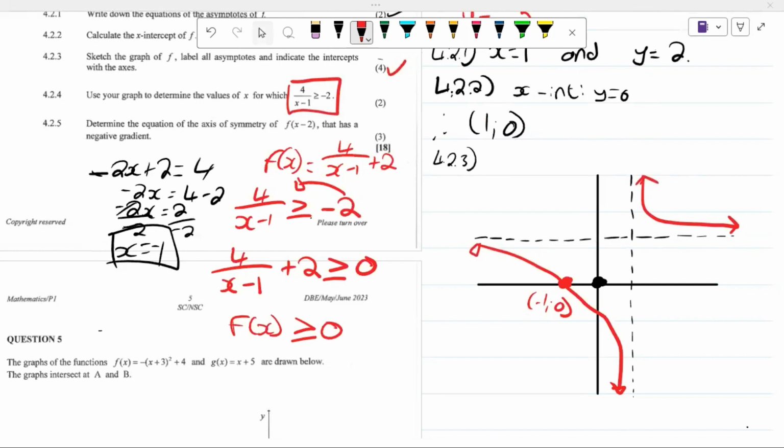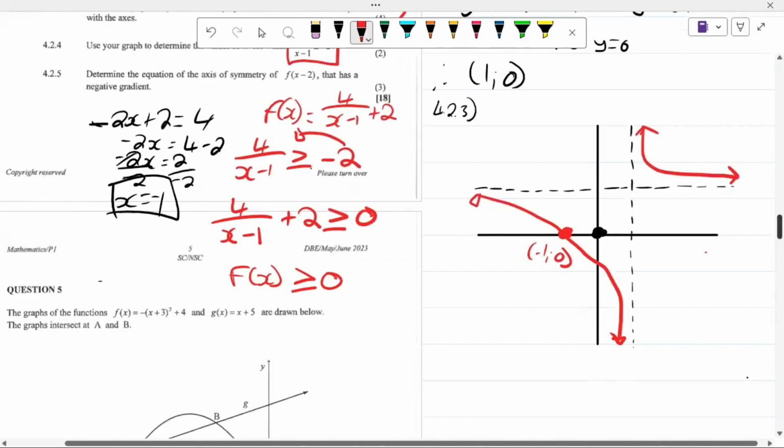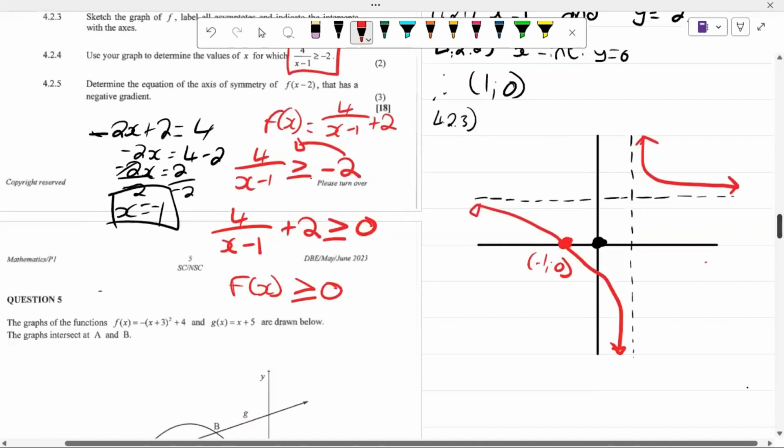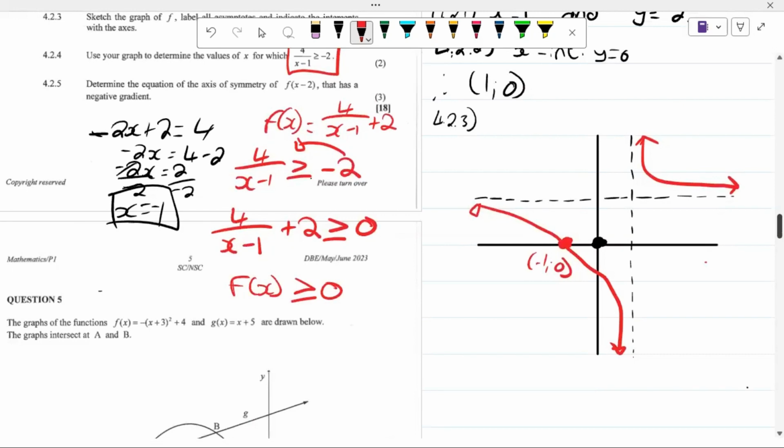So now let's look at the graph, because we have to use the graph. Where is my graph positive? I think even yesterday we had a question like this. A graph is positive when it is above the x-axis. So from my x-intercept right until my asymptote. Let me just write it down: this is y equals 2, and then x equals 1, up until my asymptote. So that's where it's positive.